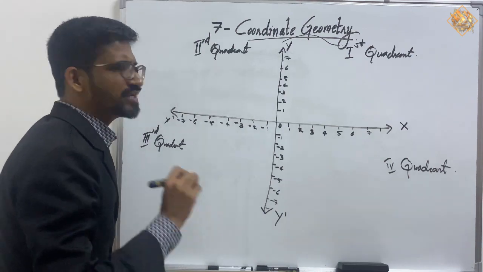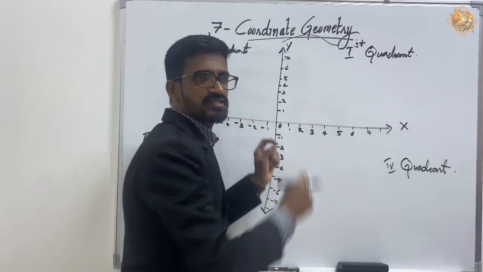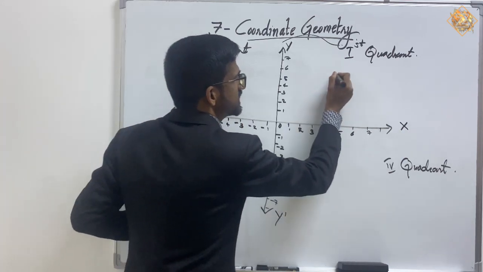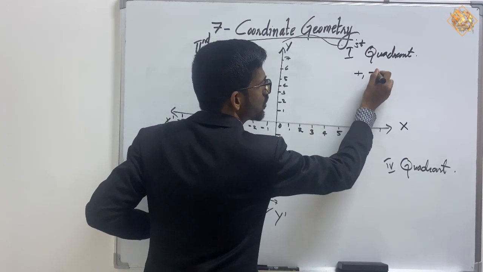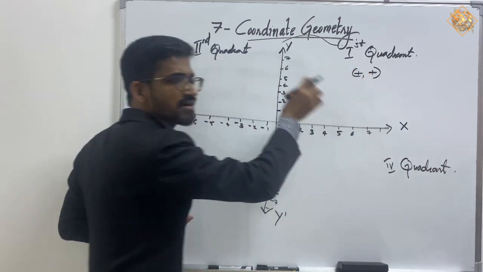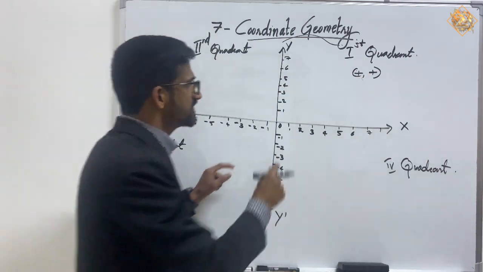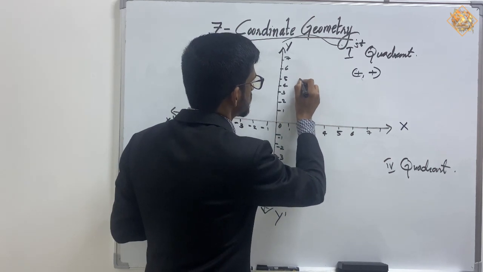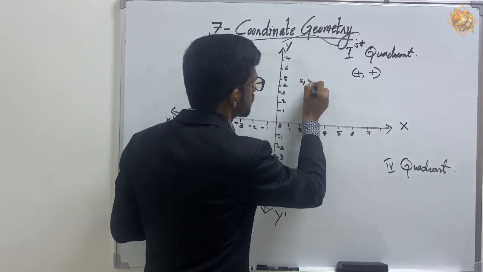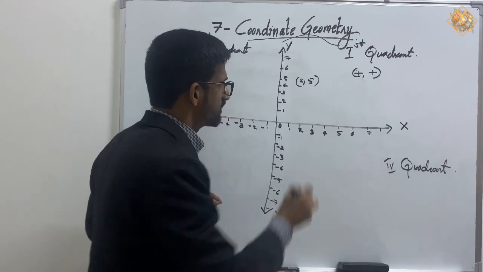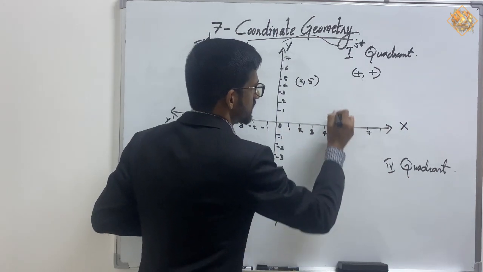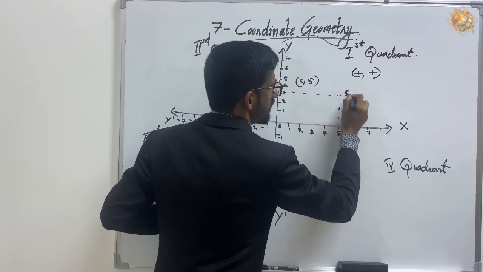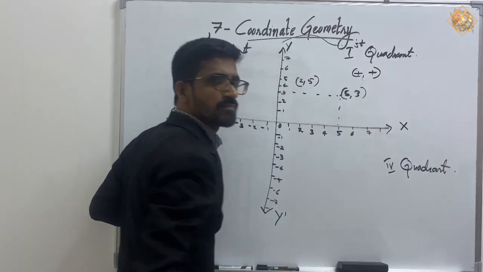Now we know that in the first quadrant both the x and y coordinates will be positive. X coordinate and y coordinate will be positive in the first quadrant. That is, if you take any point, for example (2, 5), it will be positive. (5, 3), that is 5 and here it is 3, positive.